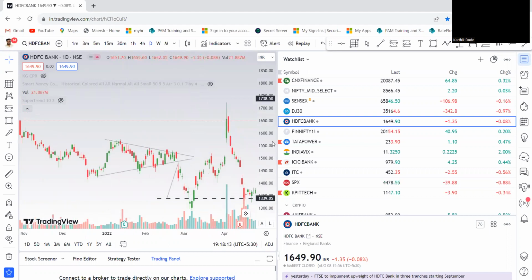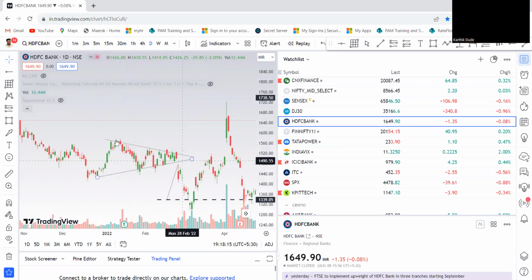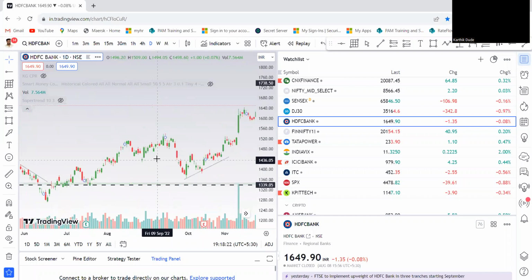So you don't need to remember a lot of patterns. You can just consider it as a triangle pattern. Draw a line on either side, whichever side it breaks, measure the length and you take it up. That's it. It's very simple.